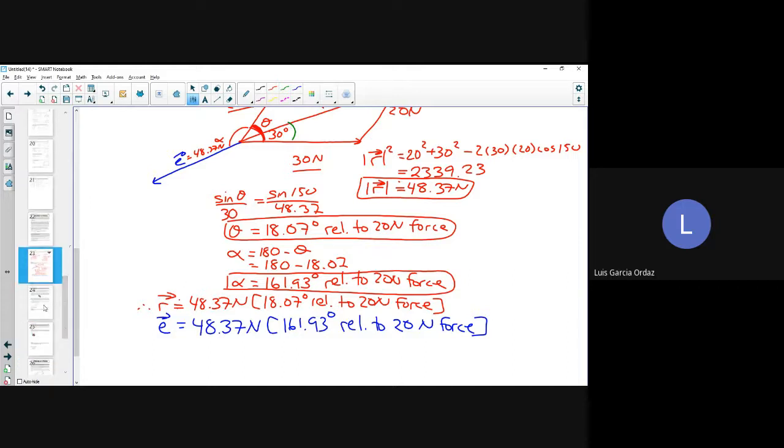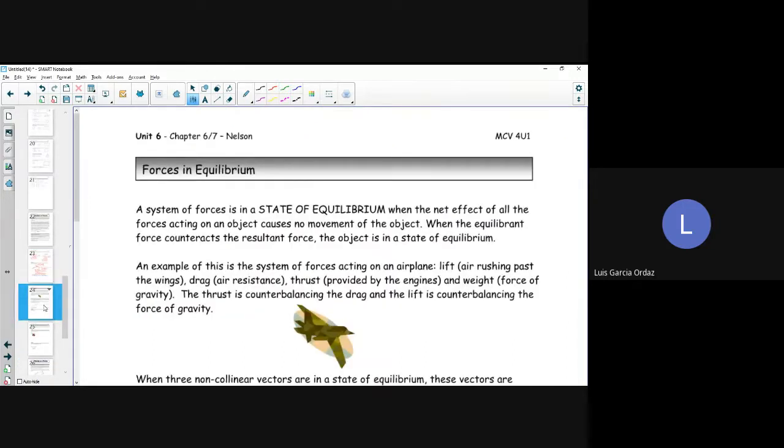Let's go with our next one. So now we're going to be talking about forces and equilibrium. A system of forces is in a state of equilibrium when the net effect of all forces acting on the object causes no movement of the object. When the equilibrant force counteracts the resultant force, the object is in a state of equilibrium.